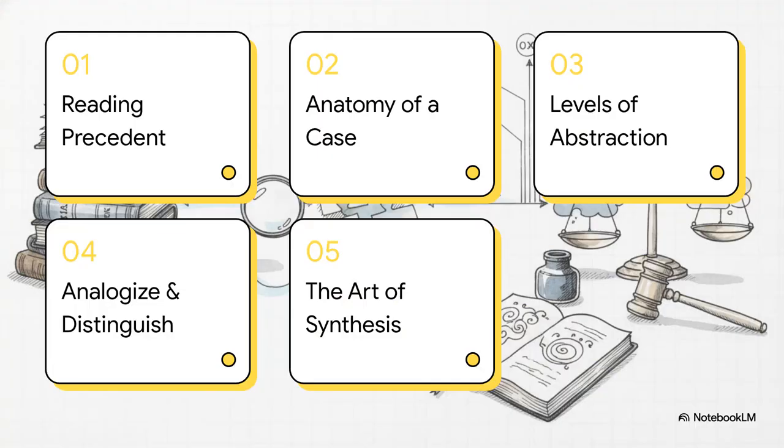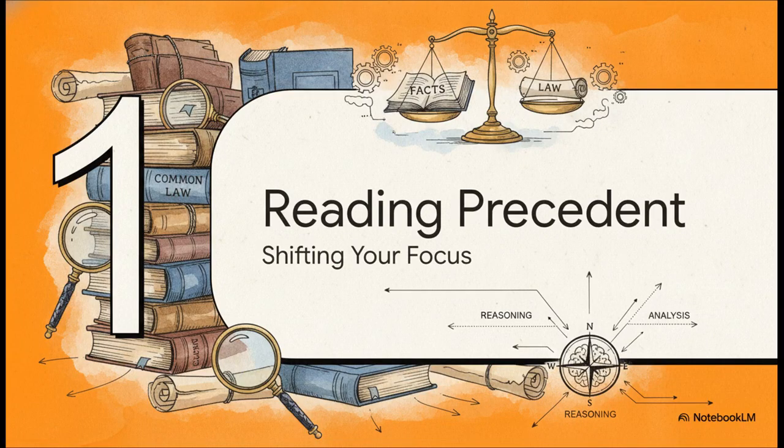To build our structure, we're going to cover reading legal precedent, the anatomy of a case, levels of abstraction, analogizing and distinguishing, and finally, the art of synthesis. Let's kick things off with Section 1, reading legal precedent and shifting your focus.